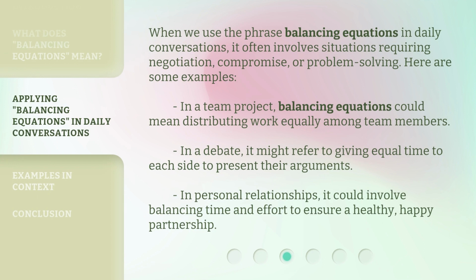When we use the phrase balancing equations in daily conversations, it often involves situations requiring negotiation, compromise, or problem-solving. Here are some examples. In a team project, balancing equations could mean distributing work equally among team members. In a debate, it might refer to giving equal time to each side to present their arguments. In personal relationships, it could involve balancing time and effort to ensure a healthy, happy partnership.